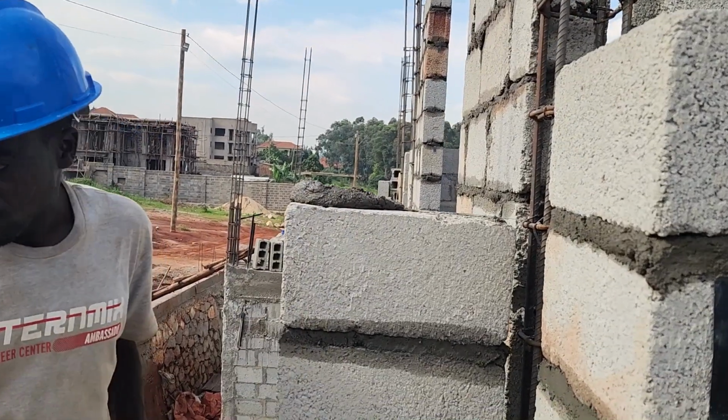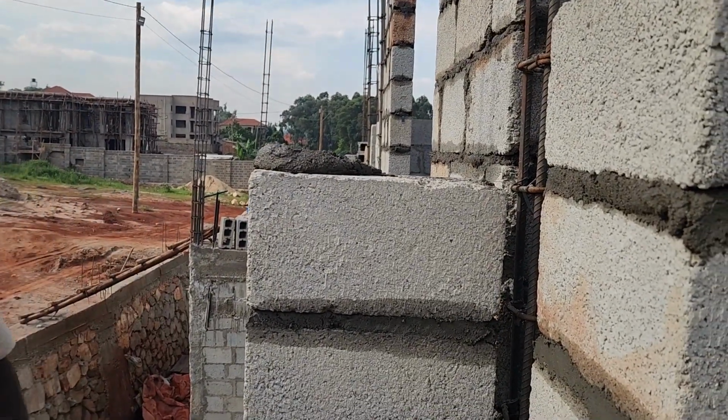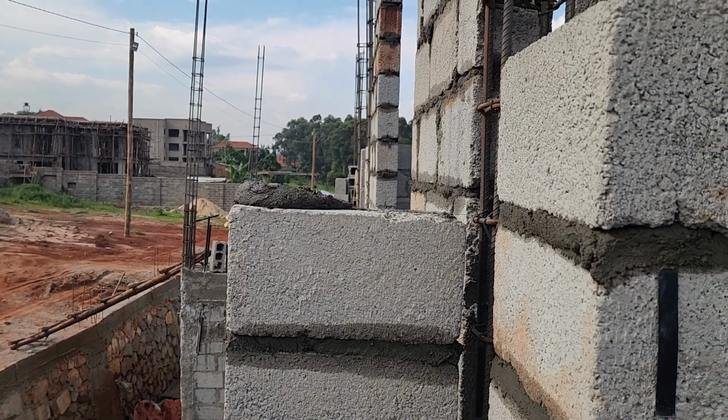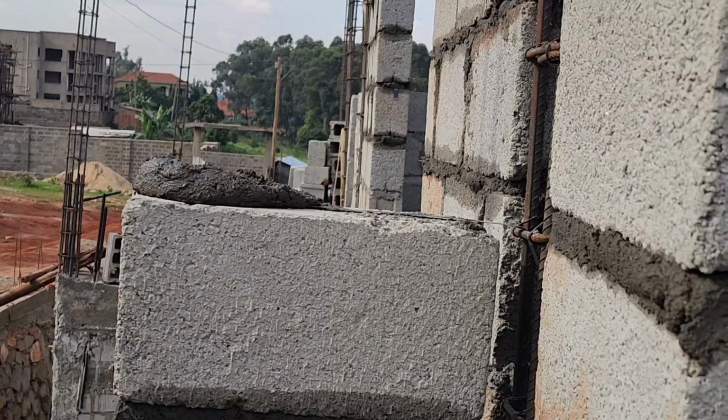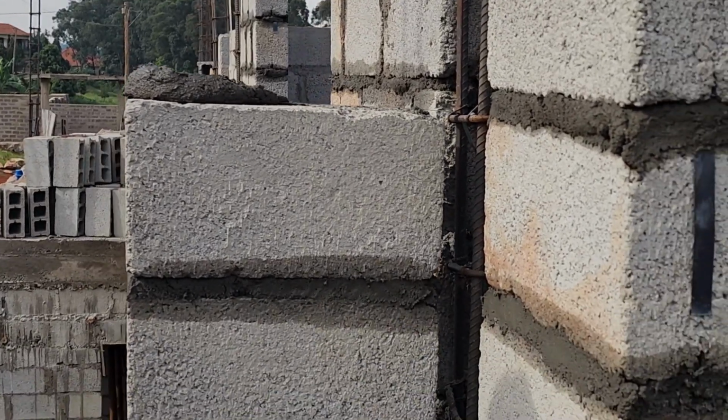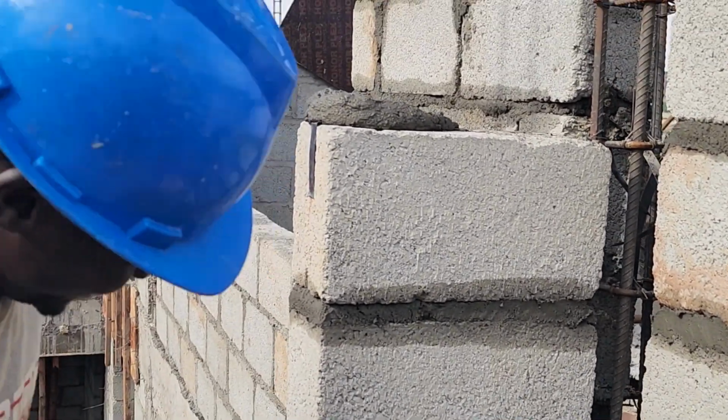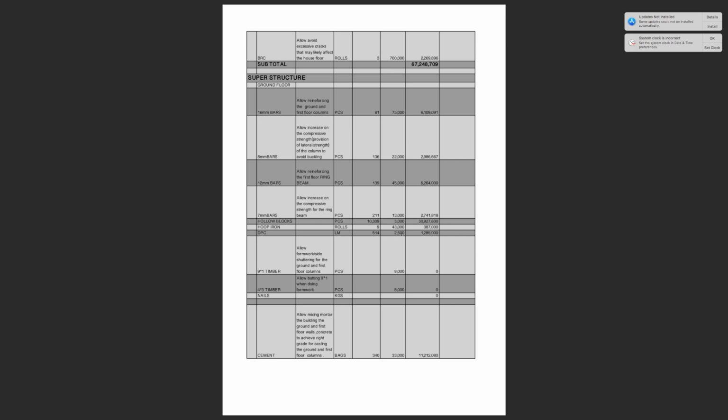Hoop iron, we bought 9 rolls. Each roll costed 43,000 shillings, and that costed us 387,000 shillings. We also bought DPC. This DPC we bought 514 linear meters. Each linear meter costed us 2,500 shillings, and that costed us 1,285,000 shillings.